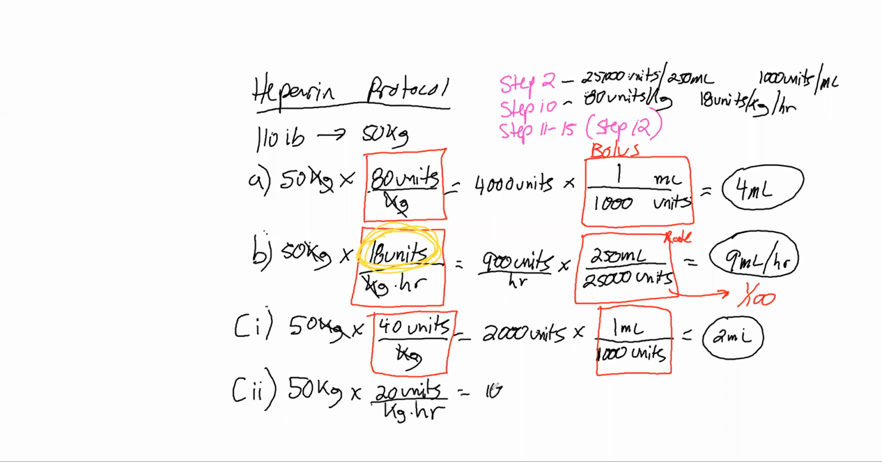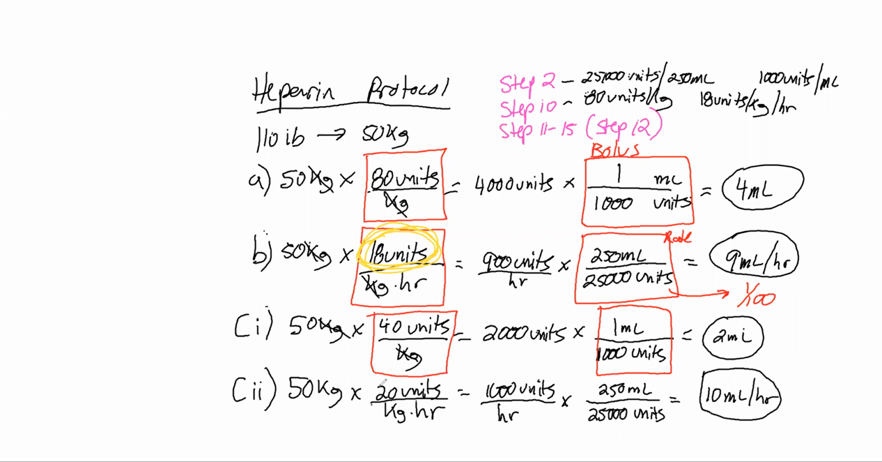That will give me 1,000 units per hour. And then since we're talking about the infusion, we're talking about the IV, so I need to reprogram my pump, and I do so by taking the IV information, which is the 250 ml and the 25,000 units of heparin, 1 over 100. You get 10 milliliters per hour.